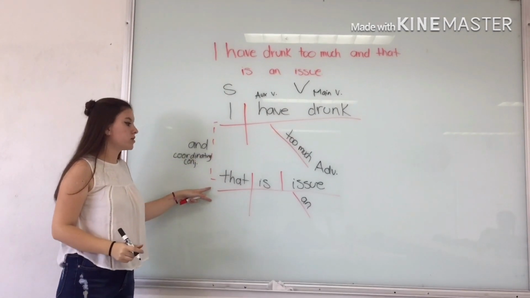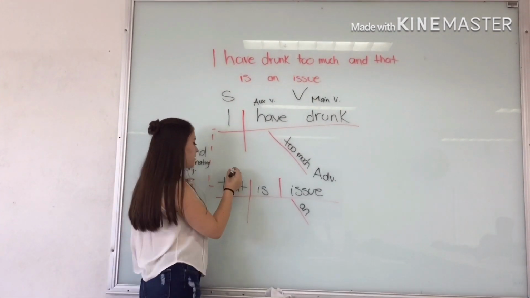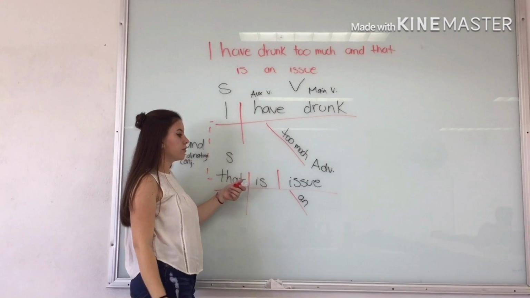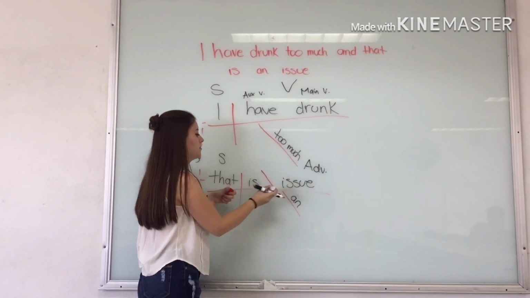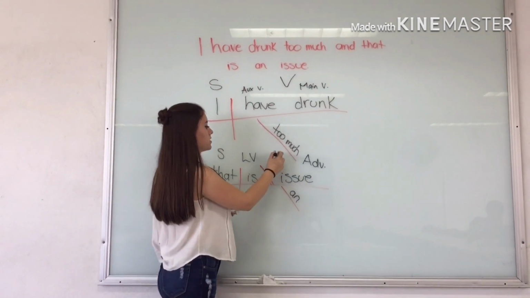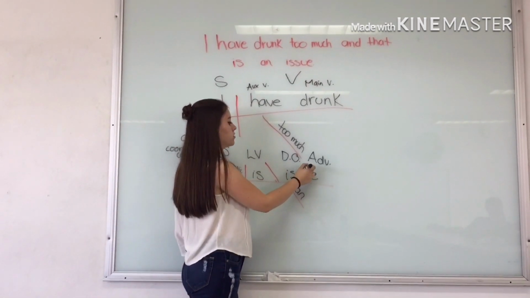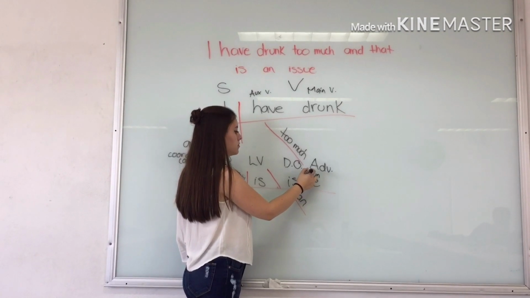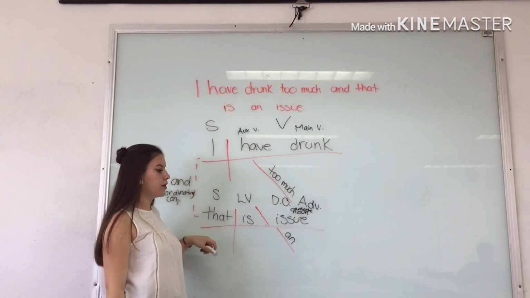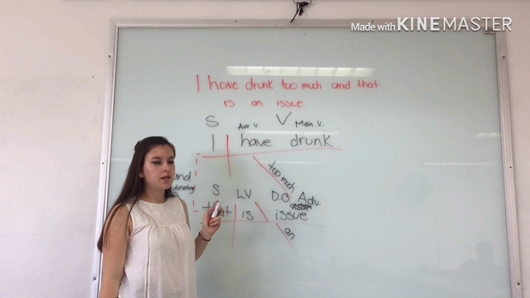And then the second clause starts with a relative pronoun, which is that, and functions as a subject. Then we have a linking verb, which is. And then we have a direct object, which is issue, but it is also a noun, a countable noun. And finally, we have the word an, which is an article, specifically an indefinite article.